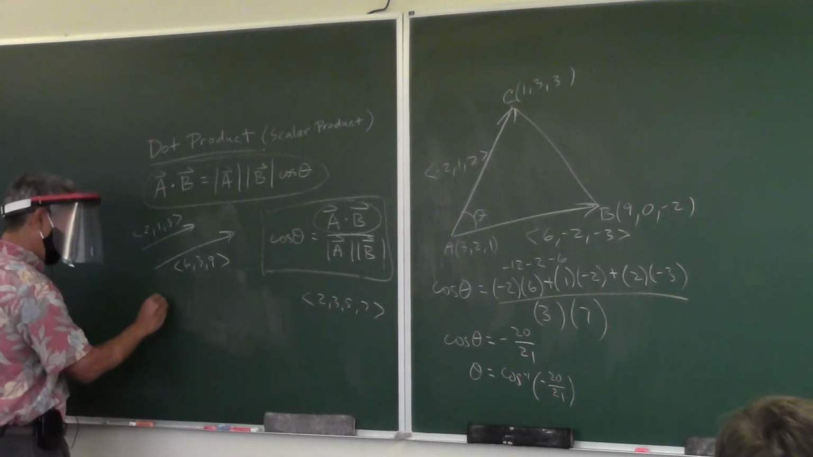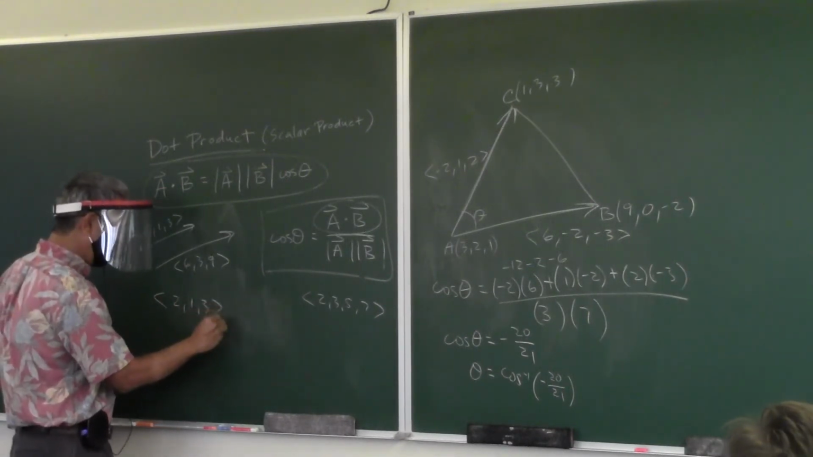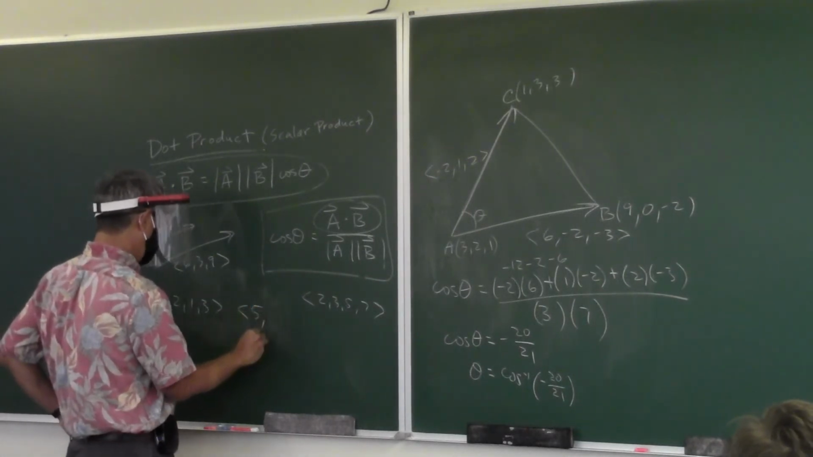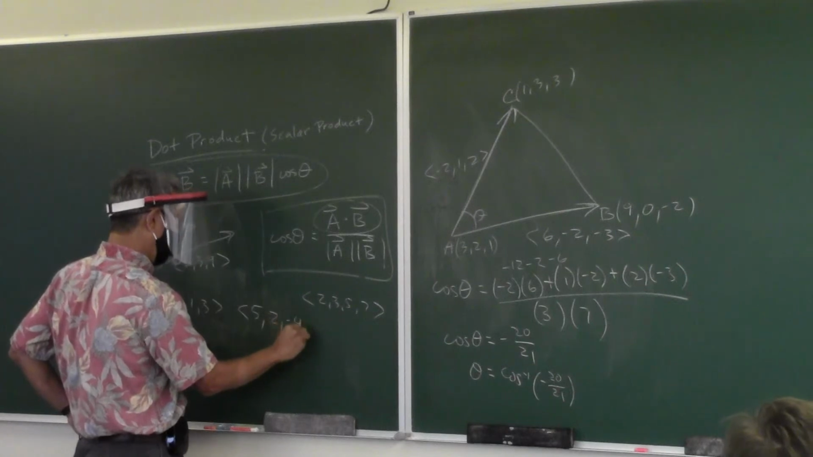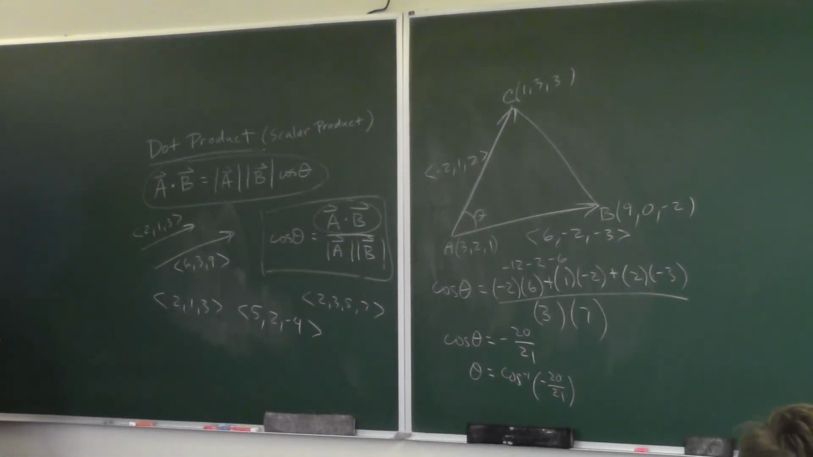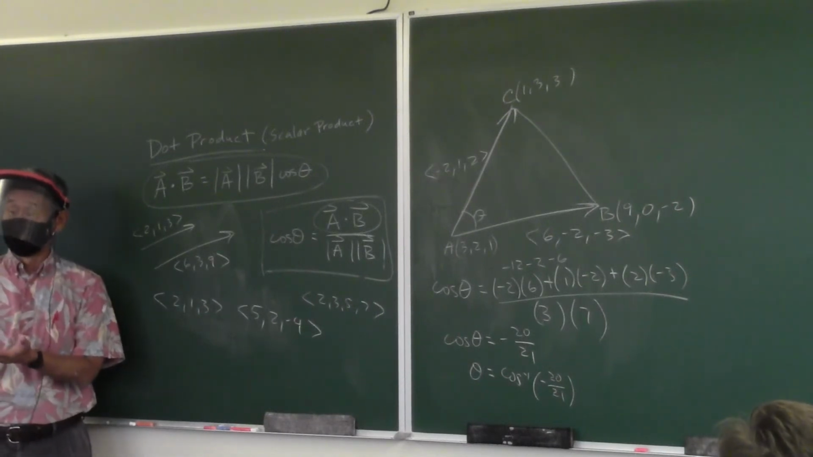Okay, let me give you an example. How about 2, 1, 3, and 5, 2, negative 4. Are these 2 vectors parallel? No, because one is not a multiple of the other. Are they perpendicular? Well, we need to test it.